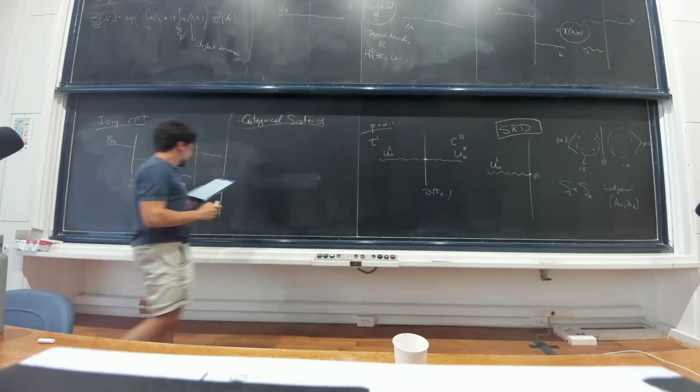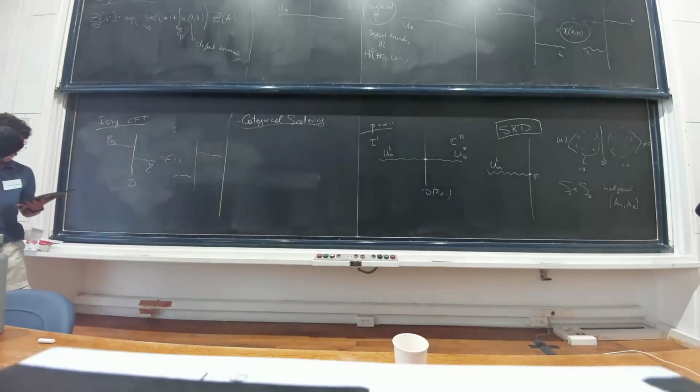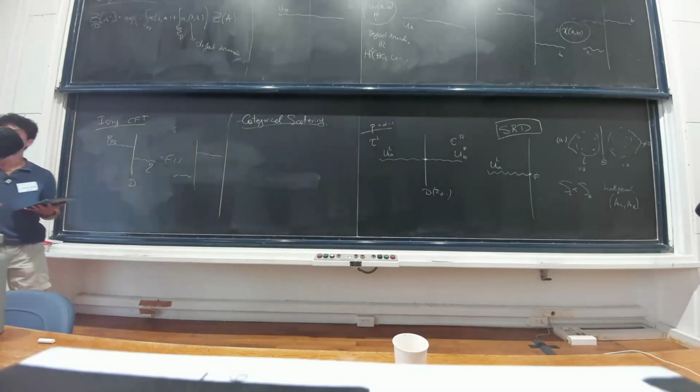Well, the first puzzle we want to address is how is it possible to prepare some in state in the asymptotic Hilbert space and get some outgoing state that is in a different Hilbert space. They are supposed to be in different superselection sectors. So how can they be connected?